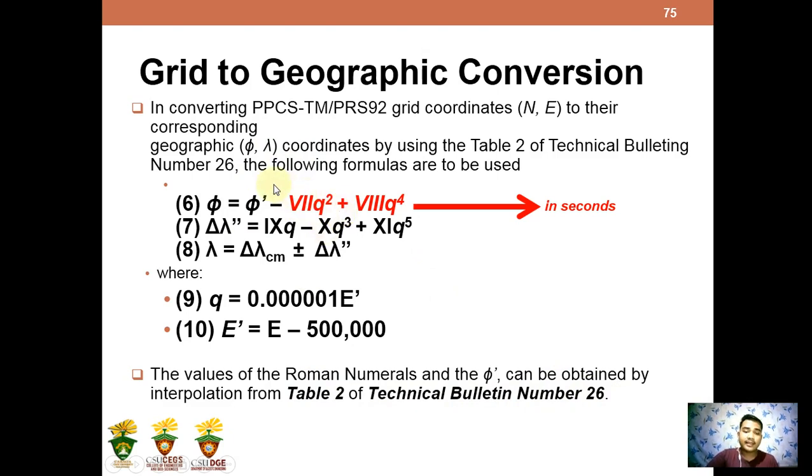And for these values, 7q squared plus 8q to the 4th must be in terms of seconds. They should already be in seconds. So next is the change in longitude, which is also in seconds. We can get that using this formula: Roman numeral 9q minus Roman numeral 10q raised to the power of 3 plus Roman numeral 11q raised to the power of 5.